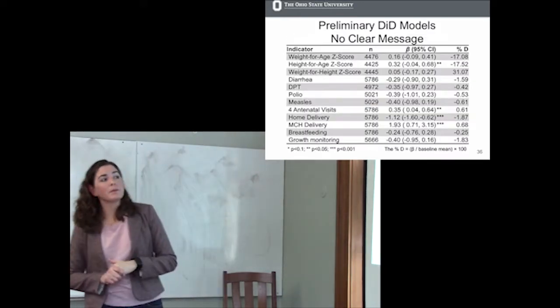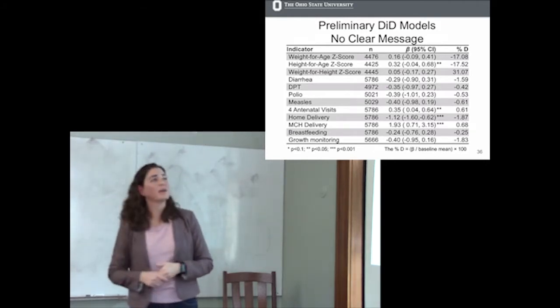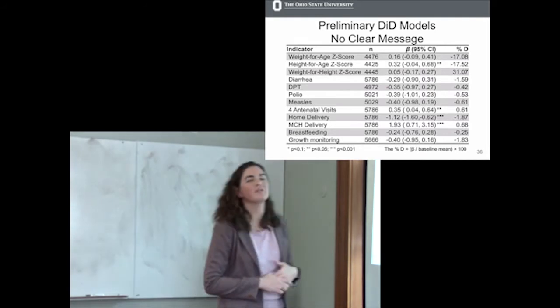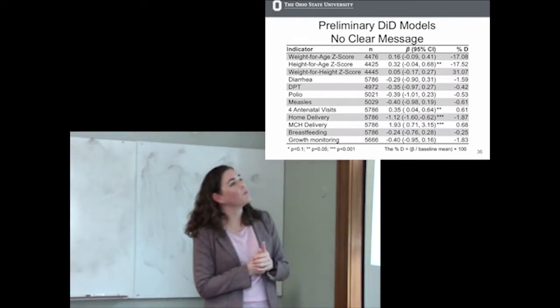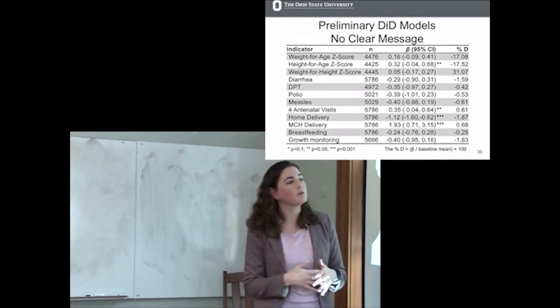So here's the preliminary difference in difference models. Again, a really big ugly table. Couldn't figure out a better way of doing it yet. Trying to think about better visualization of these data. But what we see is that there's not really a treatment effect, except in a couple of circumstances.